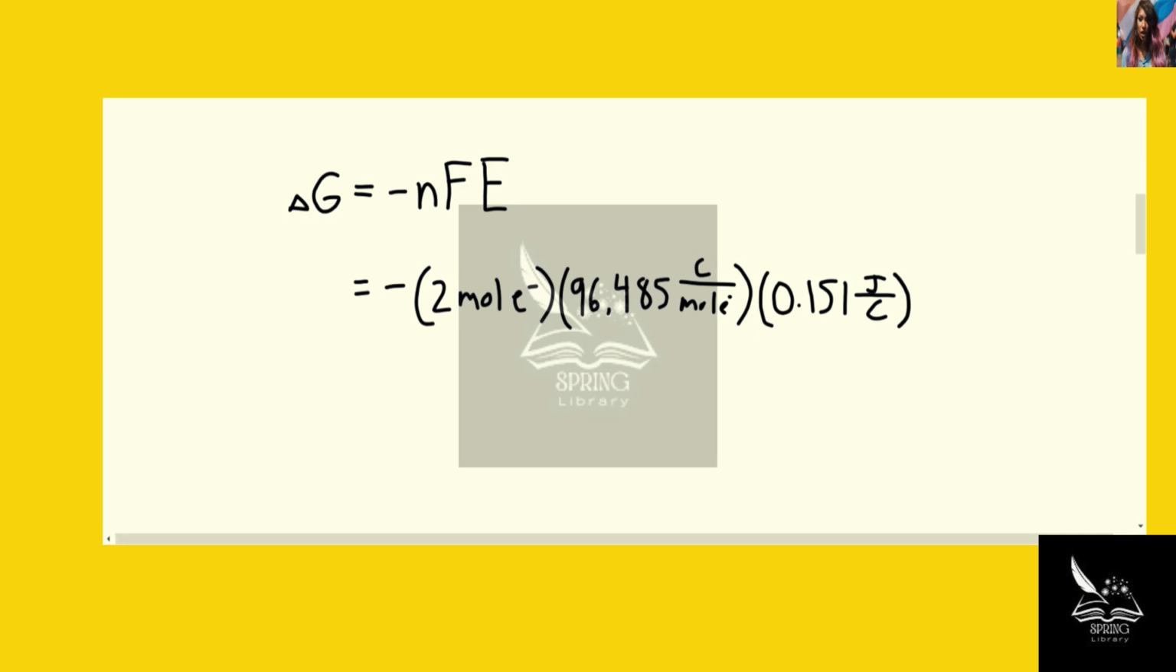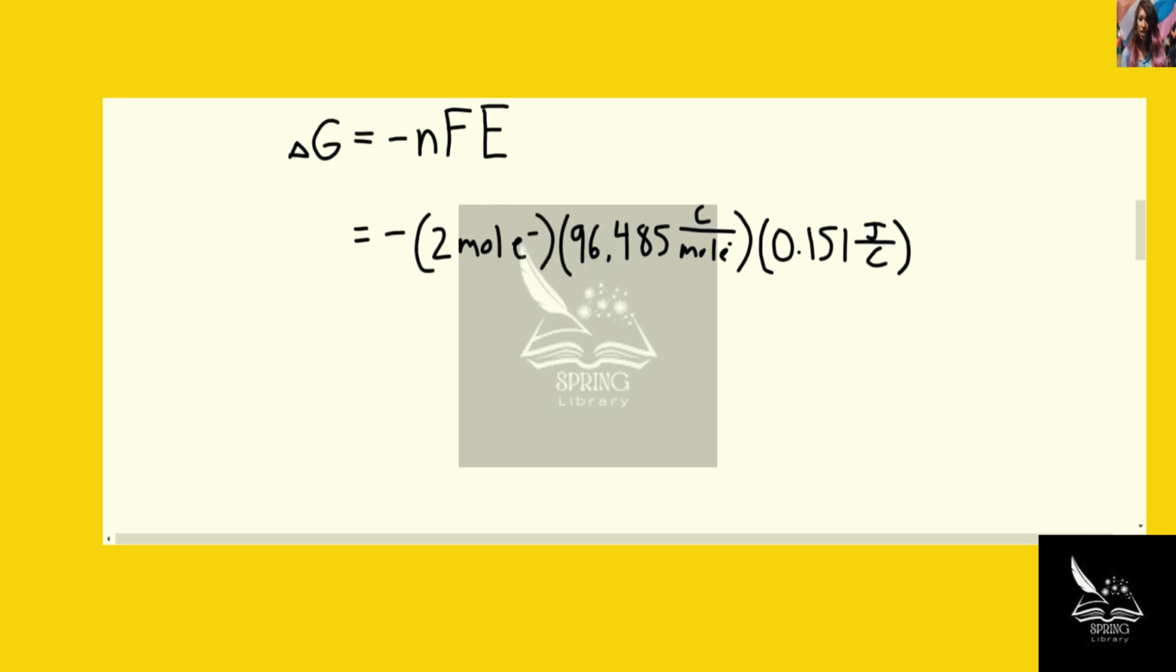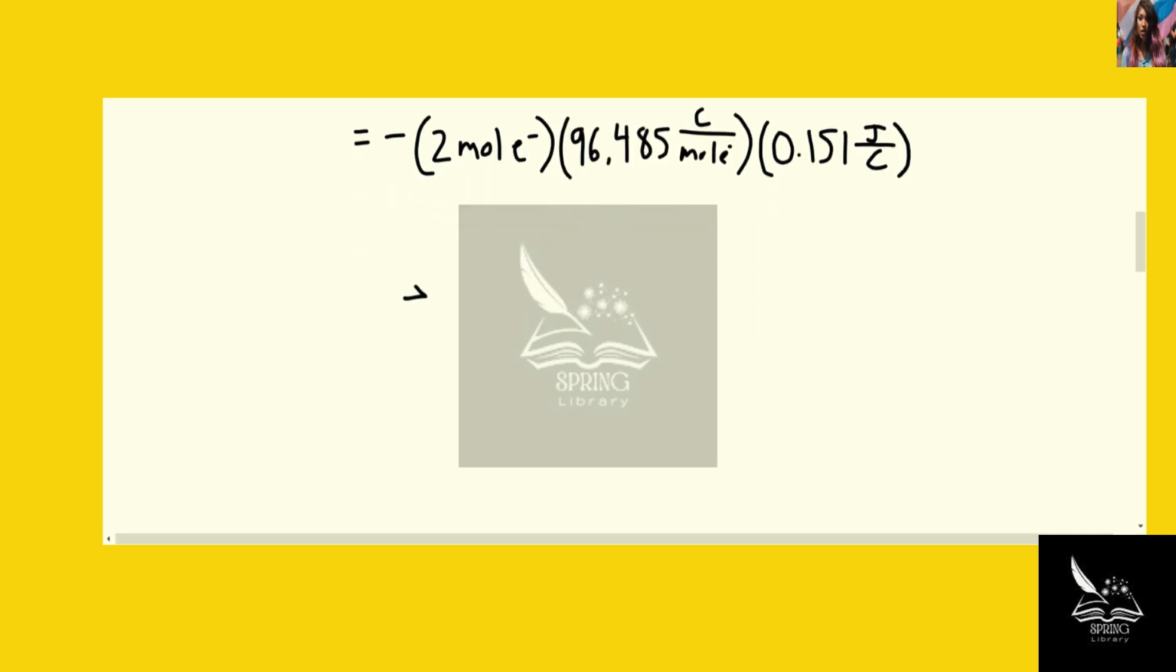When we calculate that out, we get delta G in units of joules, and if we divide by 1,000, then delta G at these conditions comes out to about negative 29.1 kilojoules.